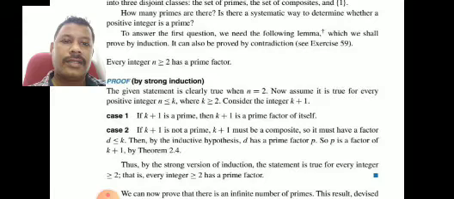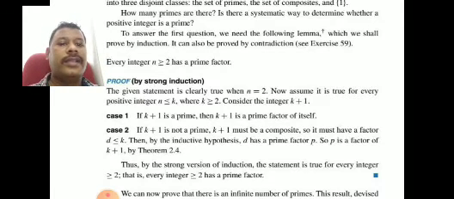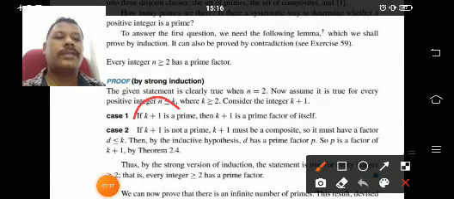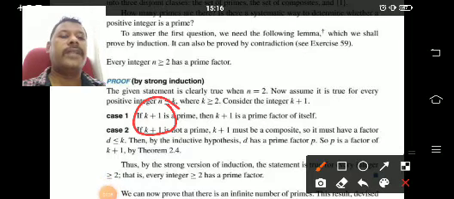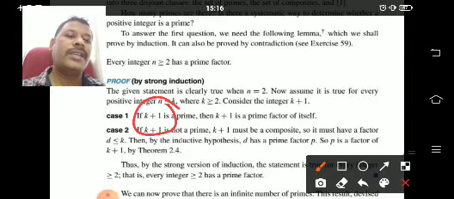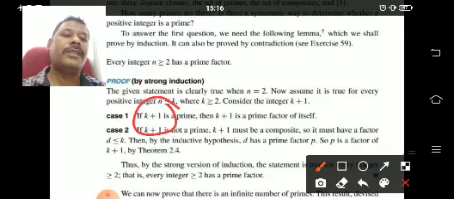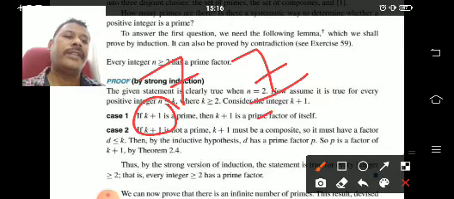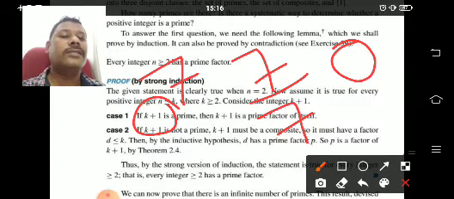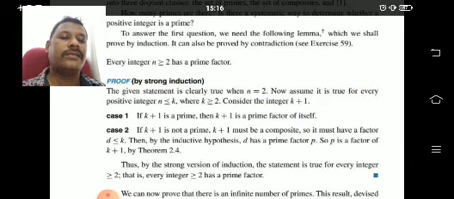In a similar manner, if k plus 1 is a prime, then k plus 1 is a prime factor of itself. Take 7: 7 is a factor of 7, the remainder is 0. Therefore 7 is a prime factor of itself.